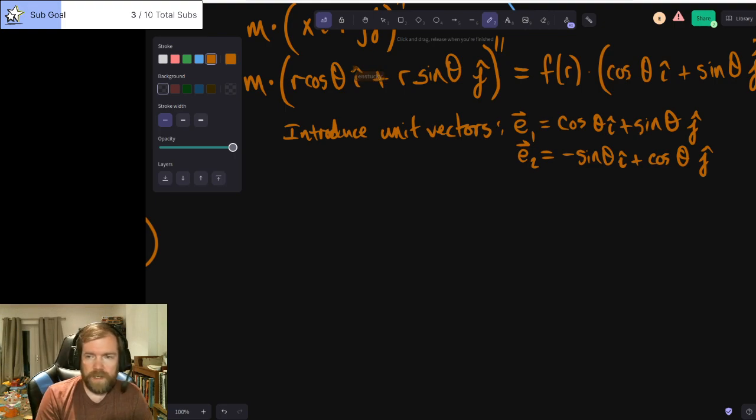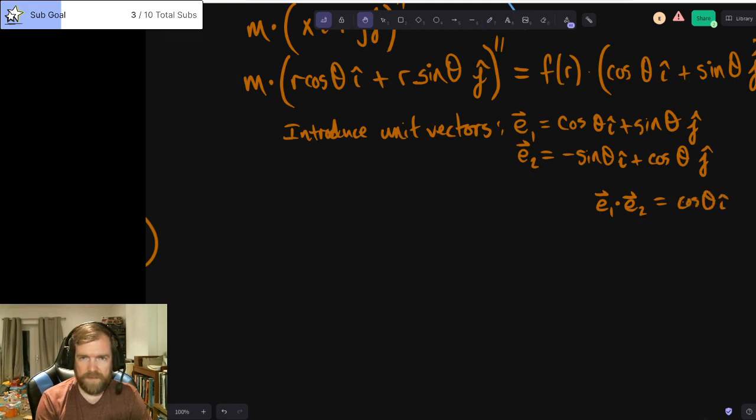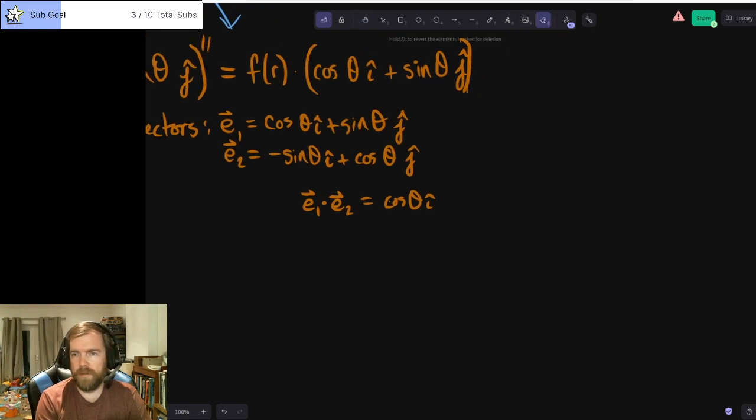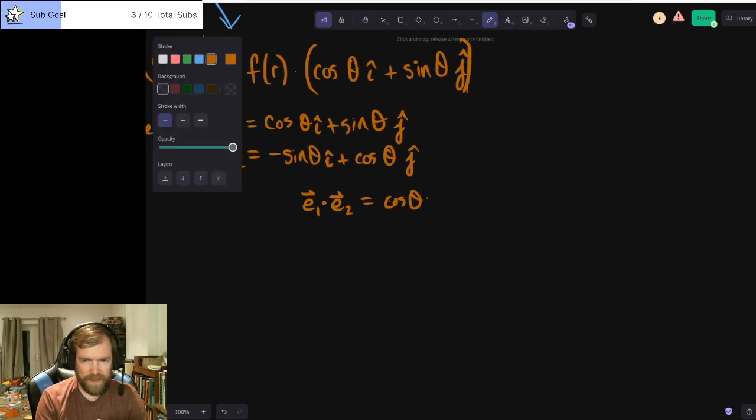It should also be noted that if we end up with E1 dotted with E2, through our vector multiplication, so dotted, this is going to end up being zero. Cosine theta times negative sine theta plus sine theta cosine theta, which is 0.